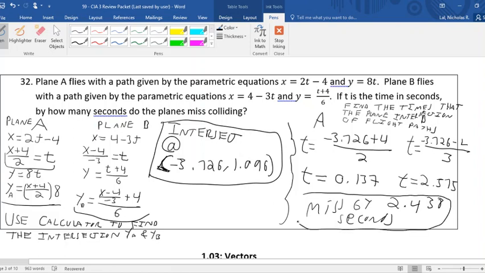So the idea is that with time we can figure out how much the planes miss colliding. So I think that's a pretty cool problem.